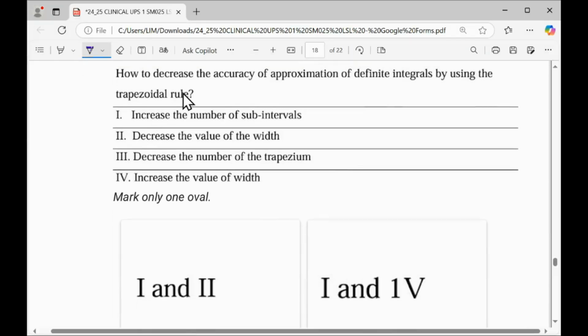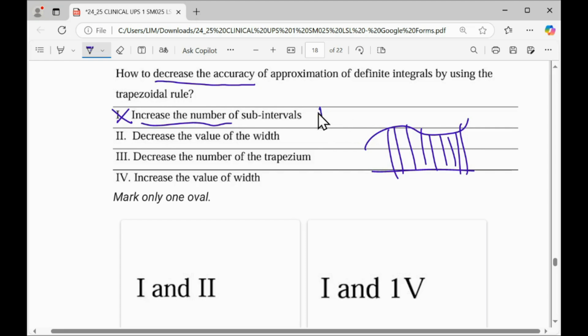Then, how to decrease the accuracy of approximation of a definite integral using the trapezoidal rule? Decrease the accuracy. When we're using the trapezoidal rule, the more trapezium we use, the more accurate our area will be. So they want to decrease it, which means you need to decrease the number of subintervals. When you increase the subintervals, you increase the accuracy. So number 1 is wrong. Decrease the value of the width. Decrease the number. Okay, when you get fewer trapezium, it's getting less accurate.